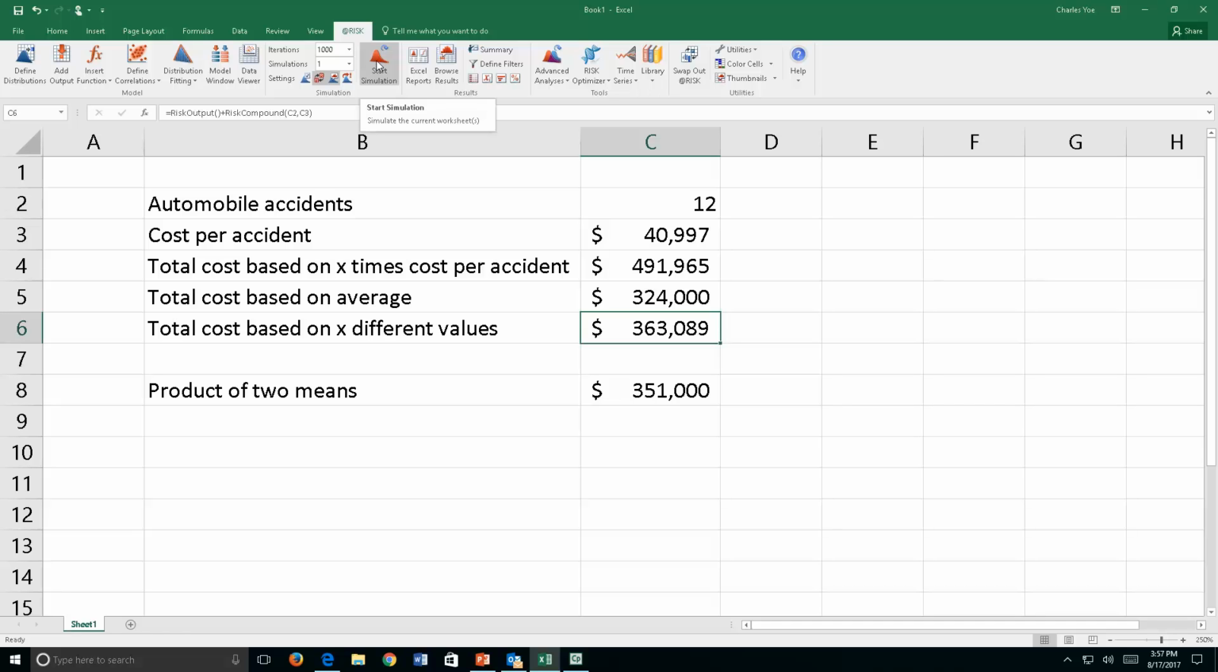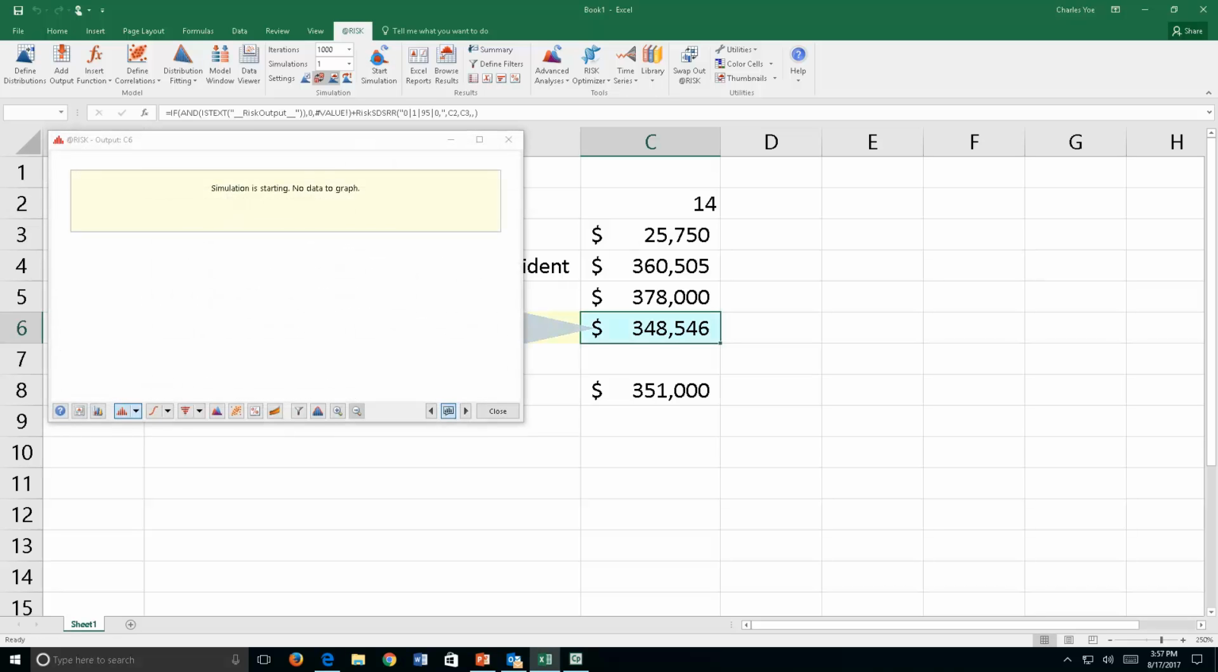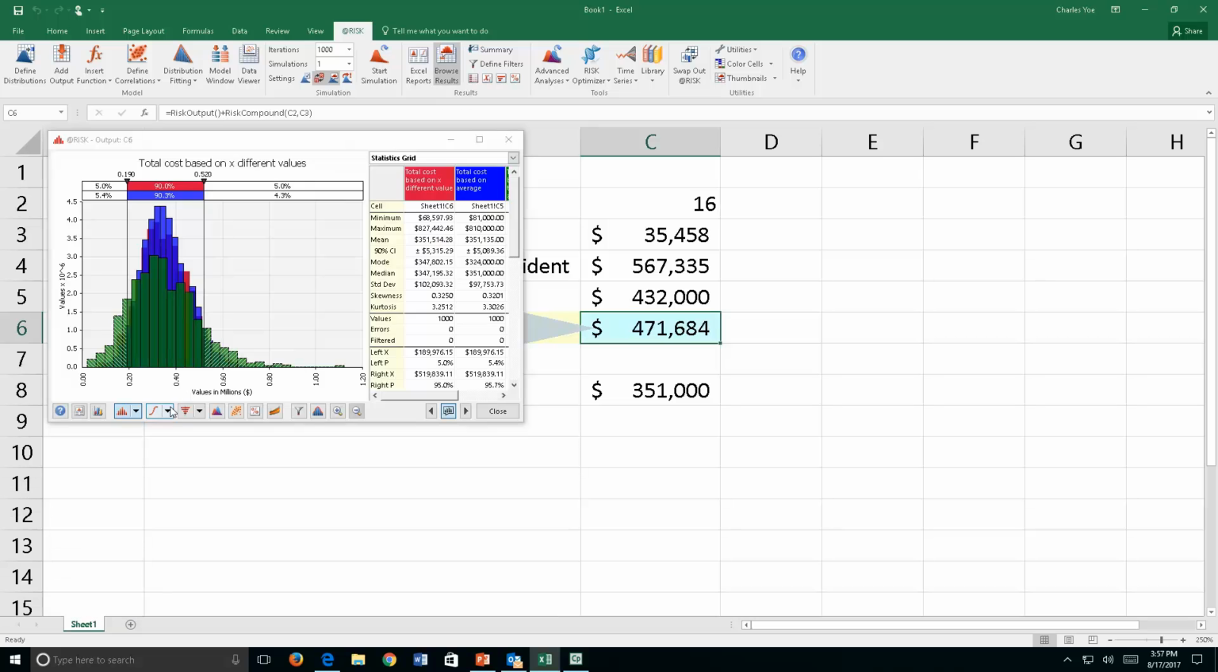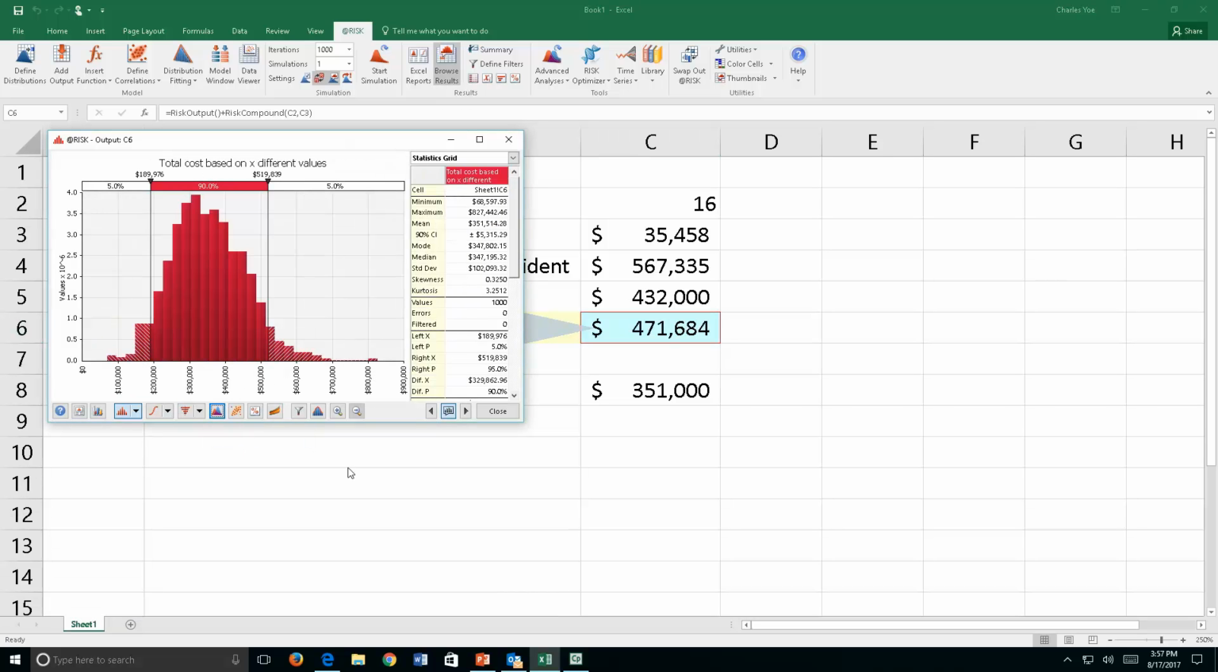I've created an output here. I start a simulation. Let me clear the overlays here and show you the distribution. So this is the distribution of cost.